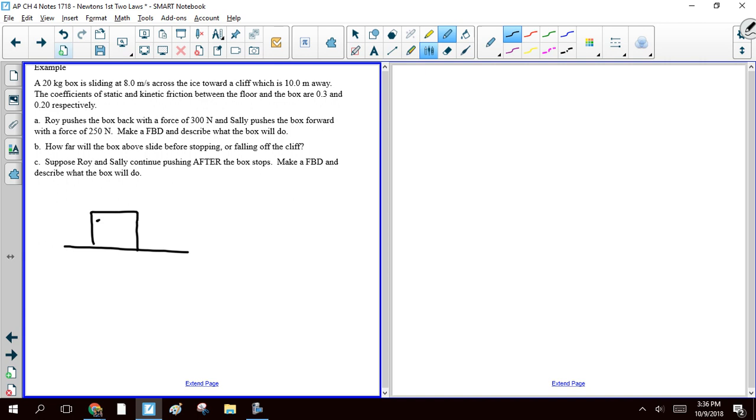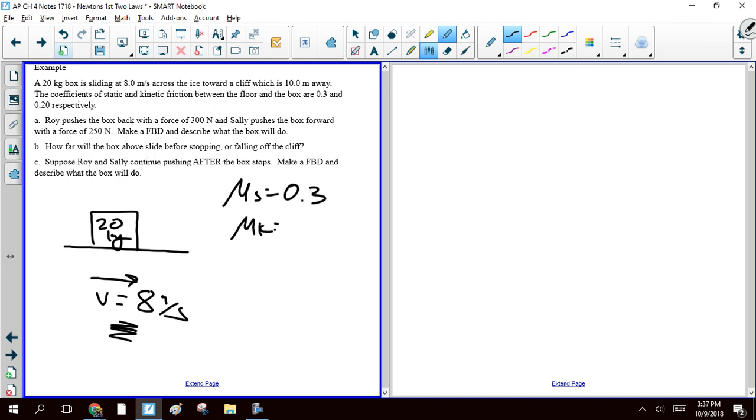Floor, 20 kilograms, sliding at 8 meters a second. Remember, this is not a force, so I didn't draw it as such. It's sliding towards a cliff that's 10 meters away. Coefficients of static and kinetic friction are 0.3 and 0.2. Coefficient of static friction is 0.3. Coefficient of kinetic friction is 0.2. Let's see. In part A, Roy pushes the box back.